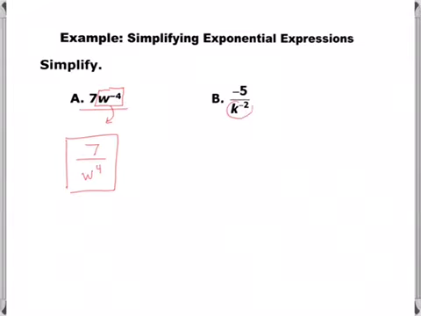In B, I've got k to the negative second underneath negative 5, but I want to make it a positive exponent, so I bring it up. So it's negative 5k squared. So we're moving the exponent in order to change its sign.